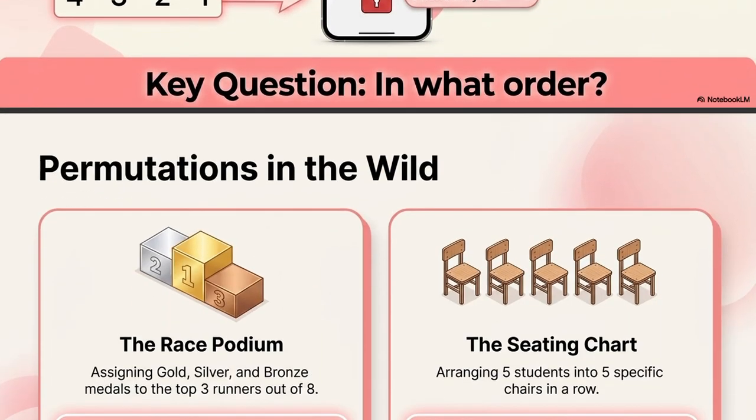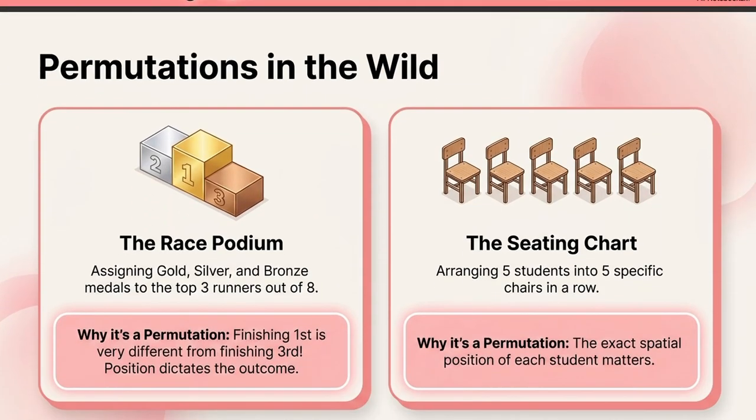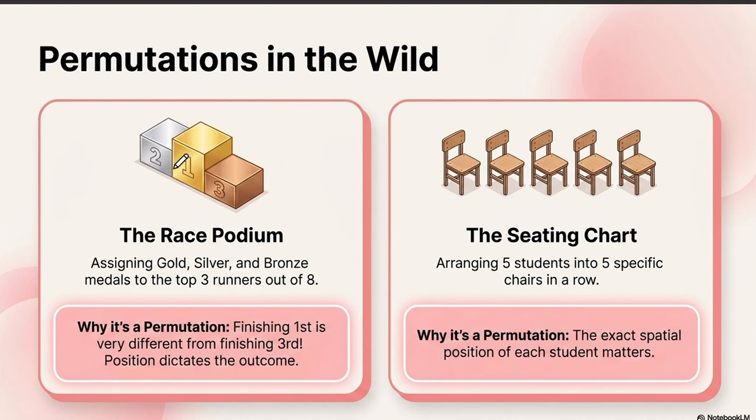Look at the next thing. Where are we actually using permutation? Whenever we have to give ranking, first, second, and third, that's nothing but a permutation. For example, sitting arrangements: we have to arrange the seating of five students in five chairs in a row. That is nothing but permutation.